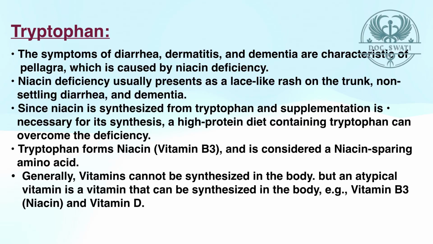Generally, vitamins cannot be synthesized in the body, but an atypical vitamin is a vitamin that can be synthesized in the body, for example, vitamin B3, niacin, and vitamin D.